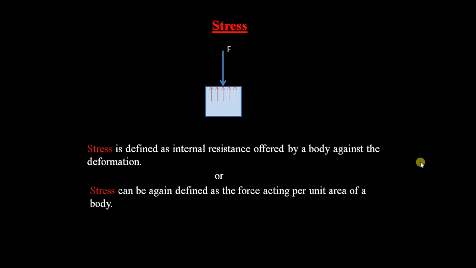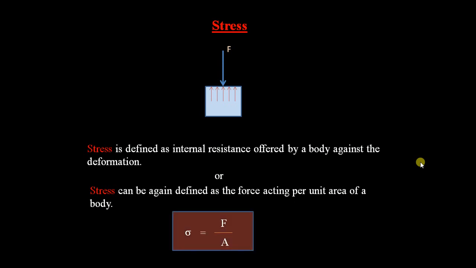This same definition can be used for finding the magnitude of any kind of stress that takes place inside the body due to the external force we are applying. The formula we can write simply as sigma is equal to, where sigma is the symbol used for representing stress, force, that is the external force we are applying, divided by area. So it is force per area. Sigma is equal to F by A is the formula for finding the magnitude of the stress.